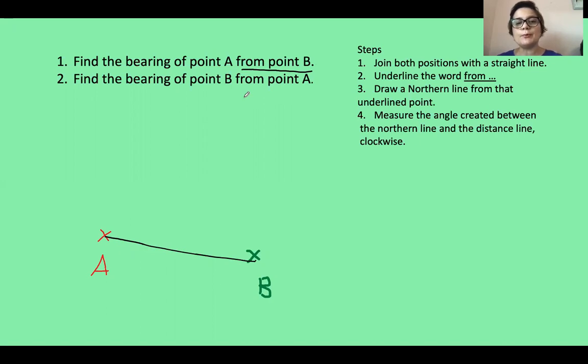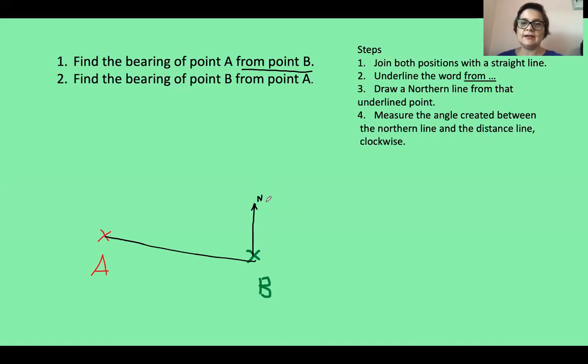So it says from point B. Now, from point B, so from this point, we are going to draw the northern line. So it's going to be a vertical line like this, the northern line. There you go. And draw the arrow to show the direction of the northern line, and the end for the northern line.